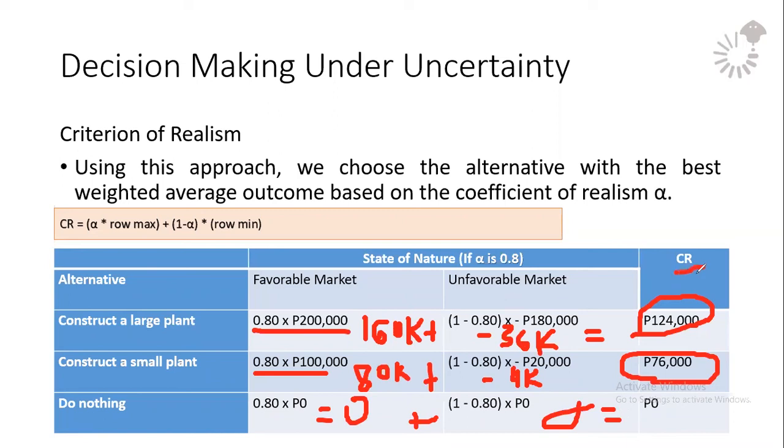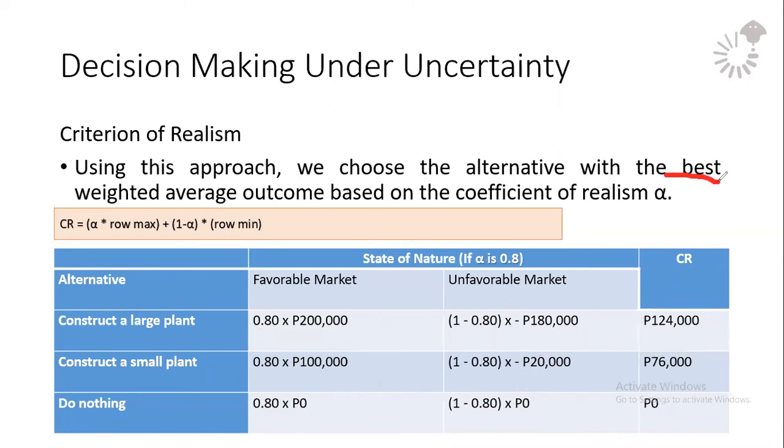So if nakuha mo na yung criterion of realism, you will choose the best weighted average, therefore leading us to the choice of option A. This is the best weighted average among the criteria of realism. So ano na? Maximax is option A, maximin is option C, equally likely is option B. 2 points na tayo for option A. Criteria of realism.